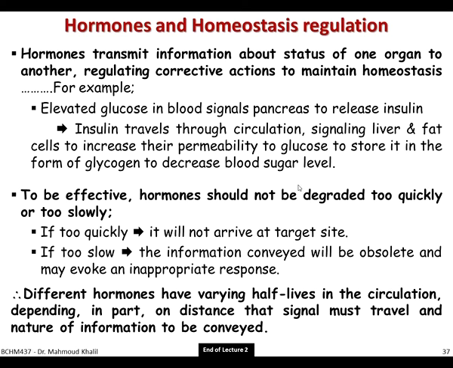So controlling the hormone secretion and regulation of the homeostasis is one of the important parameters that regulate the function of the hormone.